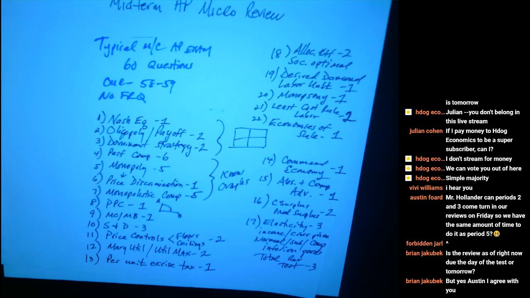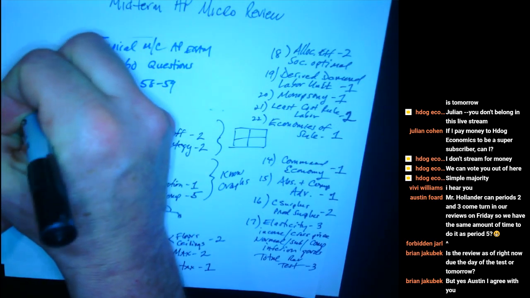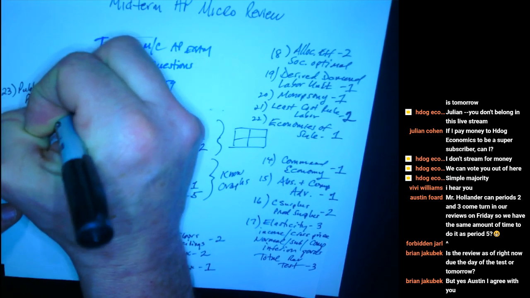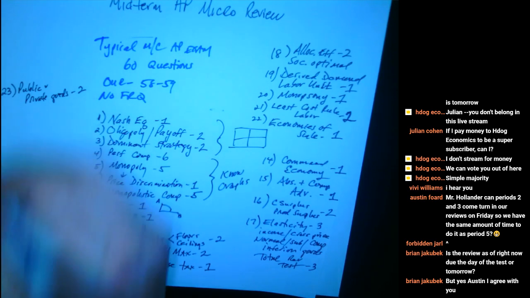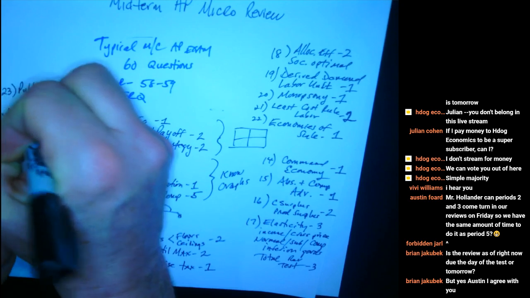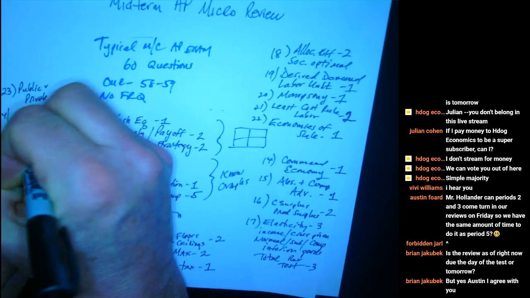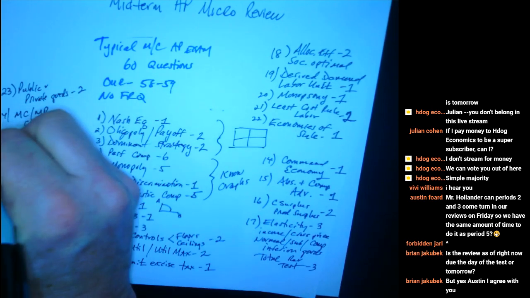And let me see. Let me come over to this side. Sorry, I'm jumping all over the place. Public versus private goods, two questions there. Let's see. Know the relationship between the marginal cost and marginal product curve relationship.